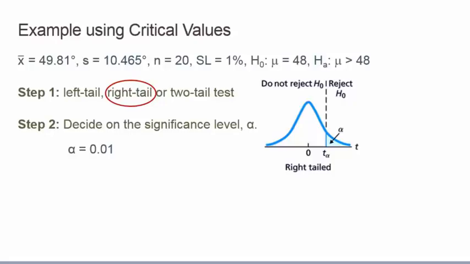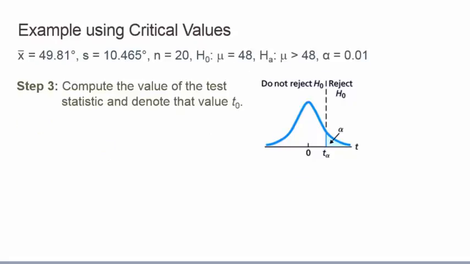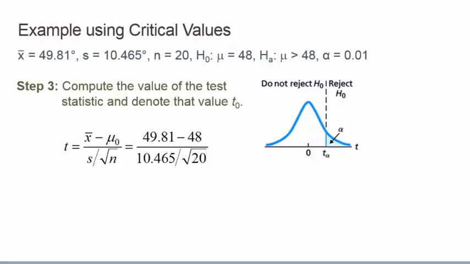Since we are using critical values, we are going to compare our critical value to our standardized test statistic. So step 3, we want to compute the value of the test statistic and denote that value t sub 0. When we are looking for a test statistic, we want to use our formula. T equals x bar minus mu sub 0 divided by s divided by the square root of n. Substituting, I have 49.81 minus 48 divided by 10.465 divided by the square root of 20.